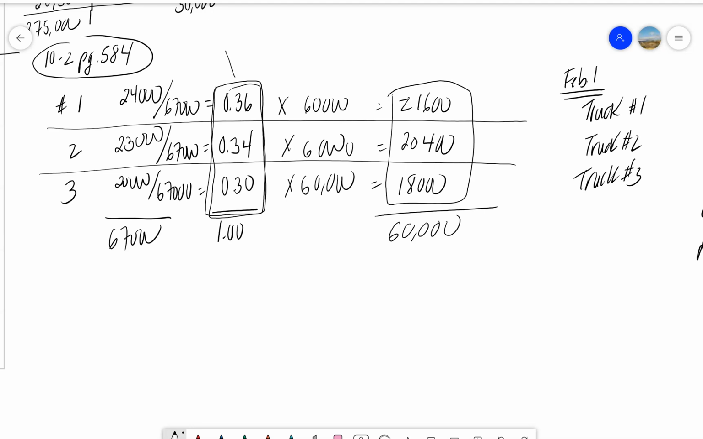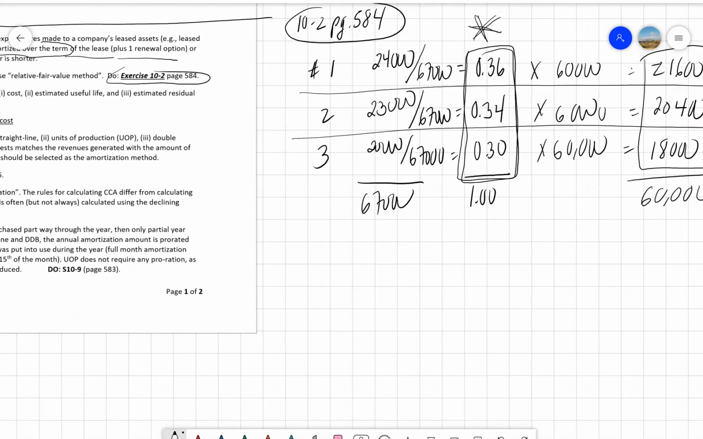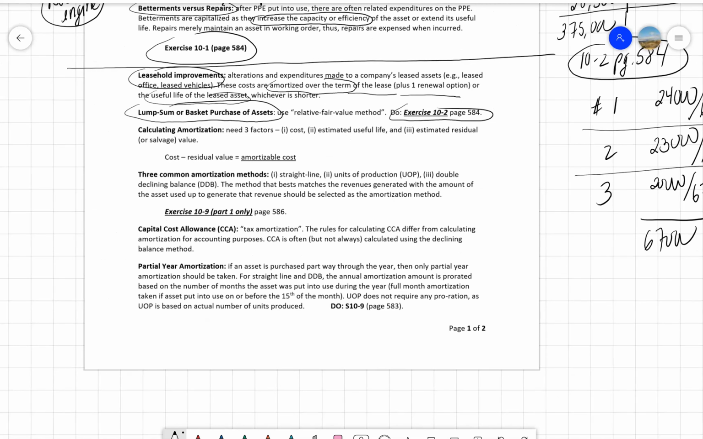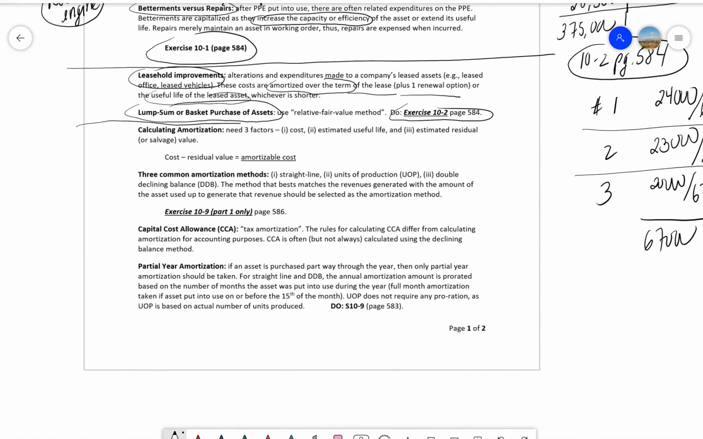But for purposes of the textbook and also for use on my accounting lab, if the instruction says to round the percentages to 2 decimal places, then follow this example that we just did. So that was the relative fair value method. Let's go back to our handout now, and let's look at calculating amortization.